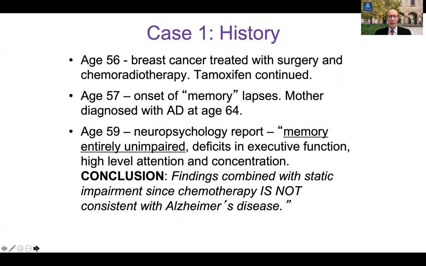At the age of 59, she sought more medical attention and had a neuropsychology assessment performed after she'd been referred to a memory clinic. The report concluded that memory was entirely unimpaired. There were deficits in executive function, high-level attention, and concentration, so fairly non-specific findings. The conclusion was that findings combined with static impairment since the chemotherapy is not consistent with Alzheimer's disease.